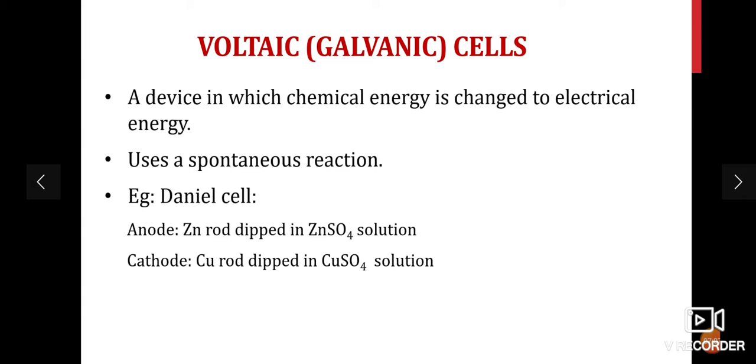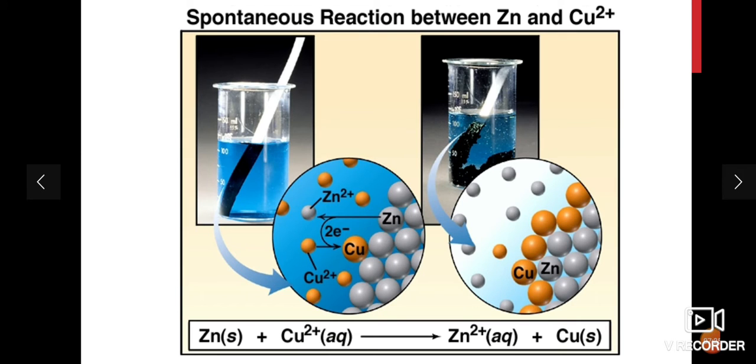In the Daniell cell, zinc behaves as the anode and copper behaves as the cathode. Zinc is dipped in the zinc sulfate solution and copper is dipped in the copper sulfate solution. Zinc sulfate and copper sulfate are electrolytes. So the salt bridge is used to connect the two half cells.